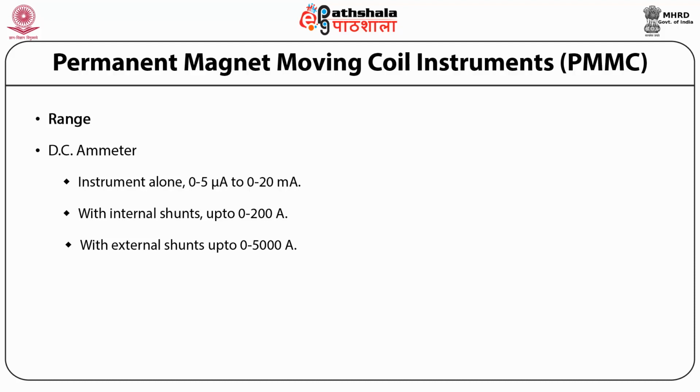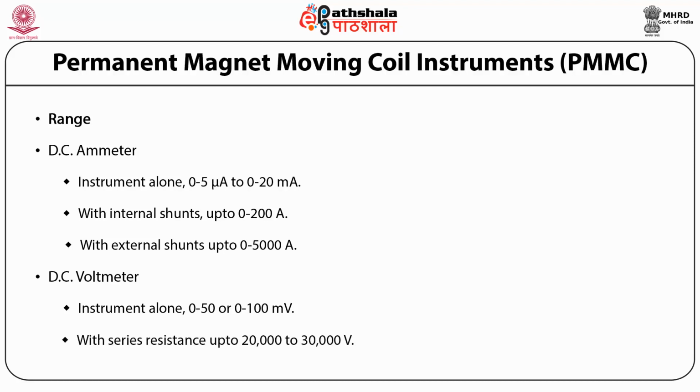Now, for DC voltmeters. For instrument alone, the range may vary from 0 to 50 or 0 to 100 millivolts. With series resistance, the range can vary from 20,000 to 30,000 volts.